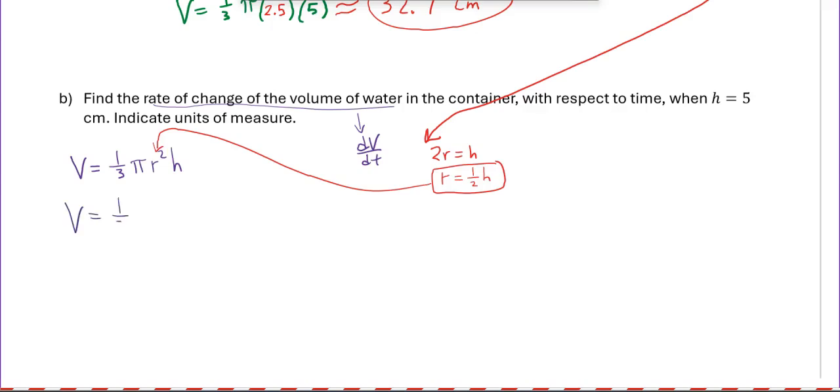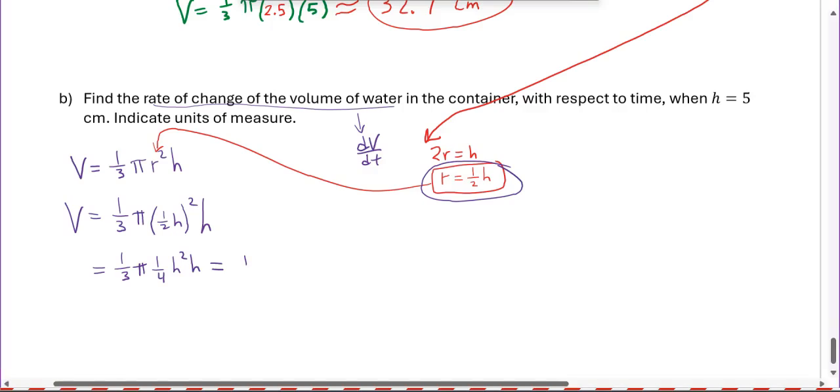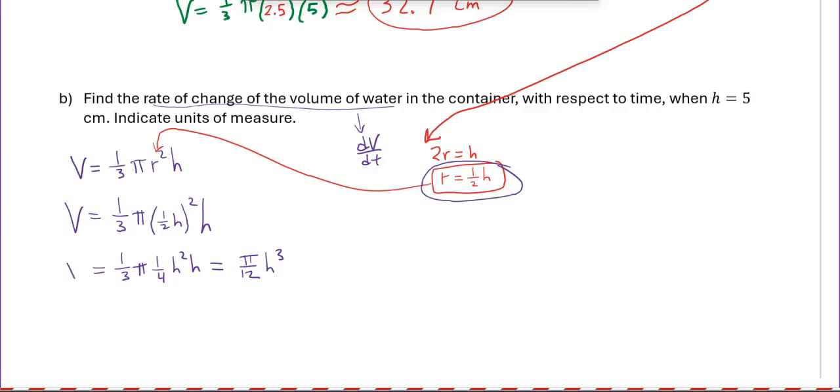Let's see how this would look. The volume will be 1/3 pi r squared h, but r is half h. That'll go in here. So let's keep going. 1/2 h squared, 1/2 times 1/2 is 1/4, h squared, times h. Let's clean this up a little bit. We got 1/3 times 1/4 is 1/12 times pi. I'll just write it as pi over 12. And h squared times h is h cubed. That's my new V. Great. This is my updated formula. The volume is equal to pi over 12, that's just a constant, times h cubed. In other words, I have a function now with only h and no r.